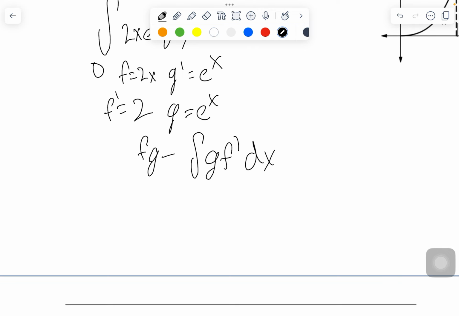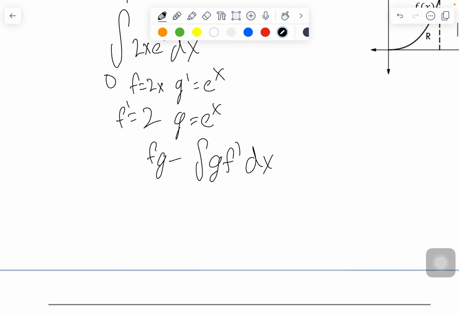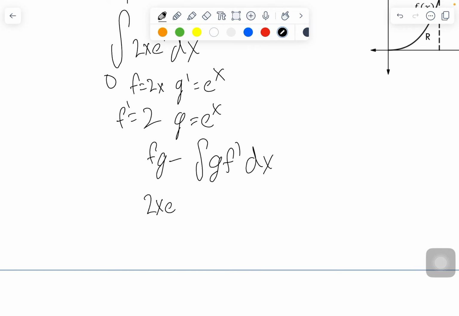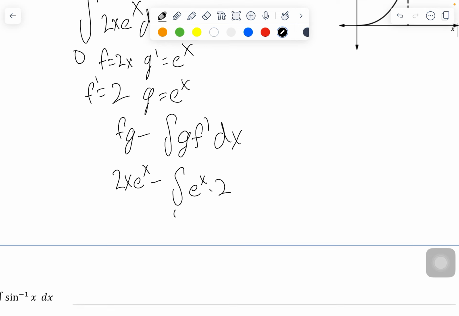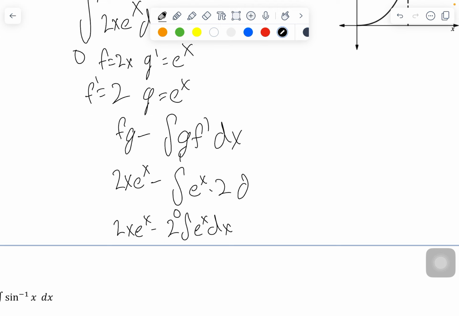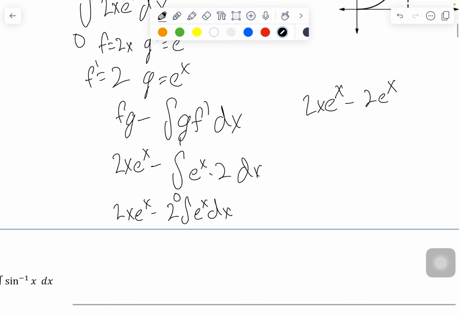or f times g is 2x e to the x minus the integral of e to the x times 2 at 0 to 1. So we can say 2x e to the x minus 2 times the integral of e to the x is 2x e to the x minus 2 e to the x, since e to the x is just e to the x, and you take the derivative at 1 to 0.